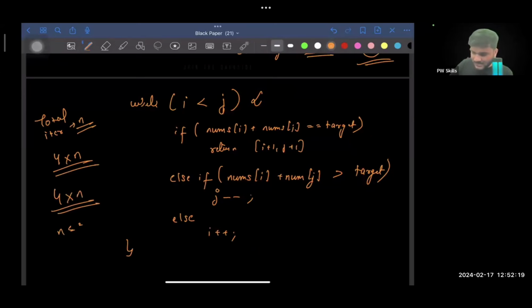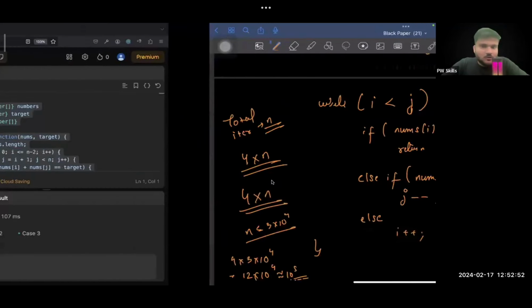And what's the worst value of n? N can be as big as 3 into 10 raised to the power 4. So 4 into 3 into 10 raised to the power 4 is 12 into 10 raised to the power 4, which is approximately 10 raised to the power 5. And 10 raised to the power 5 is far, far less than 10 raised to the power 8, right? And that will actually solve the problem for you. Make sense, everyone? Make sense, guys?